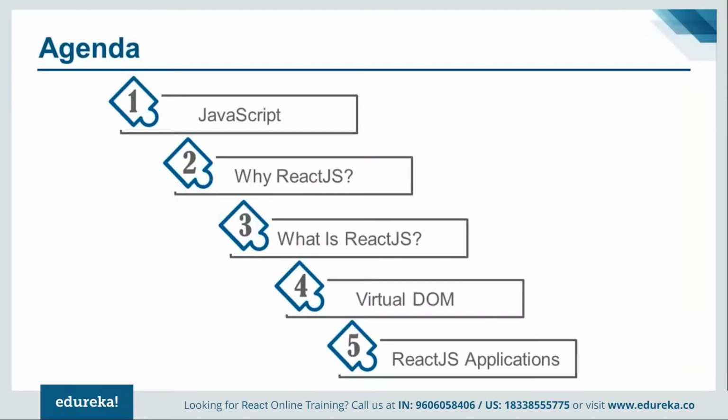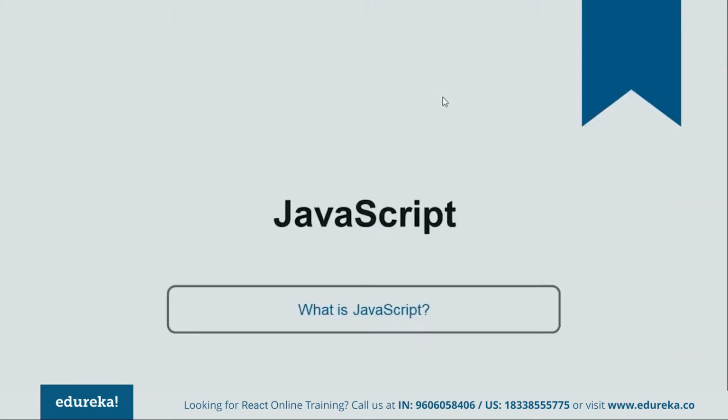So this is basically the agenda for today's webinar. The first section talks about JavaScript. The second section talks about why exactly ReactJS is useful. The third section focuses on what is ReactJS. The fourth section focuses on the virtual DOM, and the final section talks about the different applications using ReactJS. So let's now move ahead to the first section, that is JavaScript.